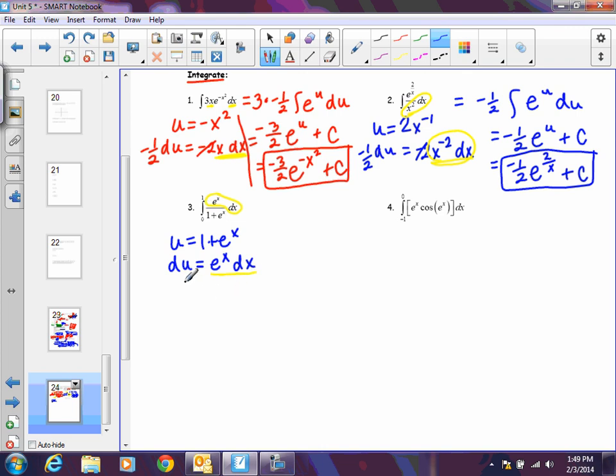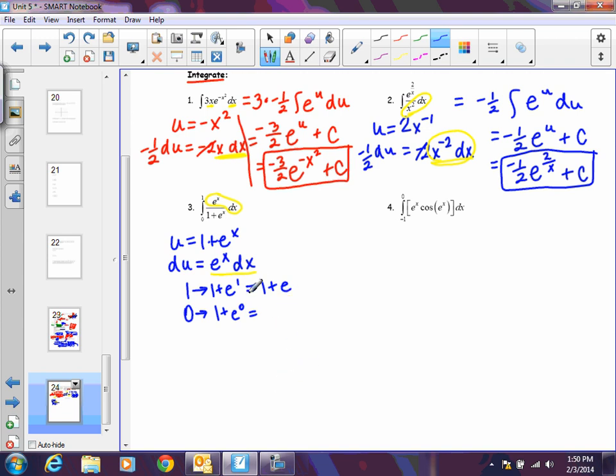Okay, I have bounds on this one, so I need to change the bounds as well. Right now, these are x equals 1, x equals 0. I need them to be u numbers. So I'm going to plug them in to my u expression. And if you can simplify easily, go ahead and do that. If not, that's okay. So 1 plus e to the 1, that's just 1 plus e. You can't do anything else to that.